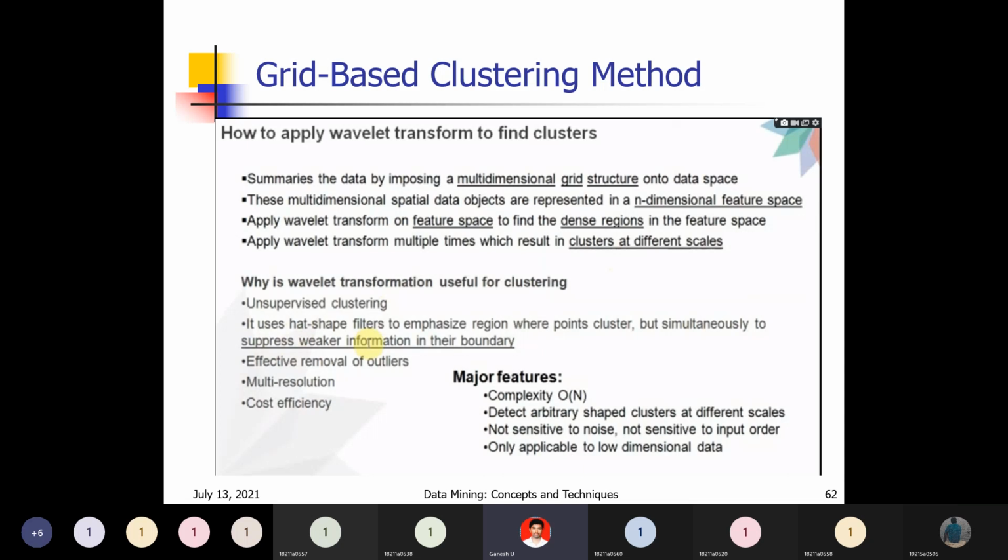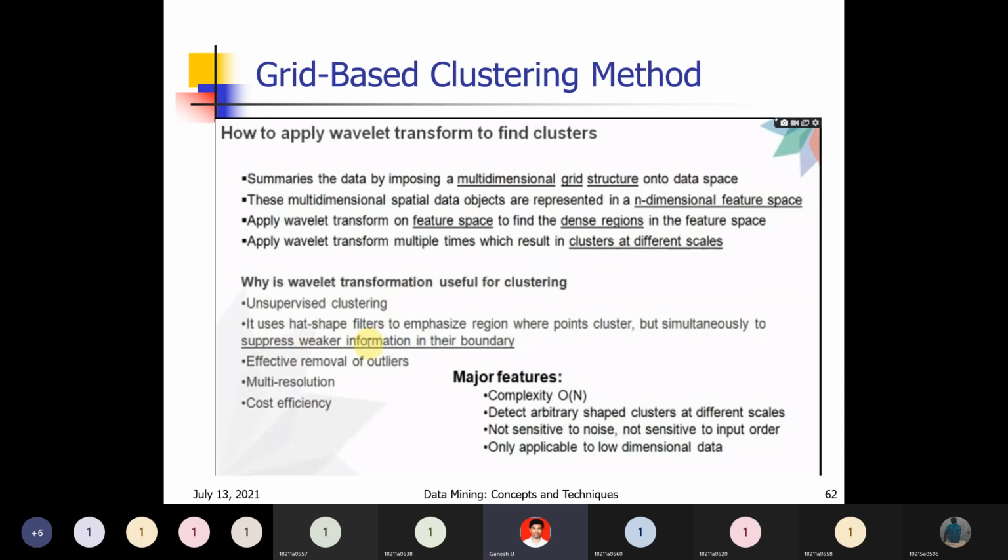It is only applicable to low dimensional data. The upper limit is 20 dimensions. It supports up to 20 dimensions, but for low dimensional data it gives good results compared with higher dimensions. Okay, this is about the grid based clustering method.